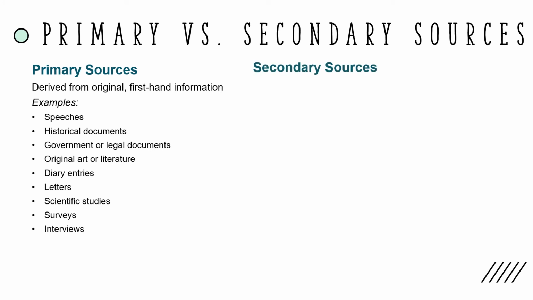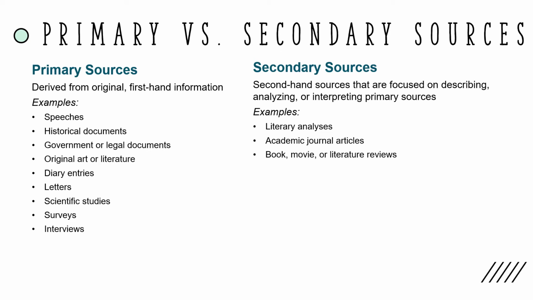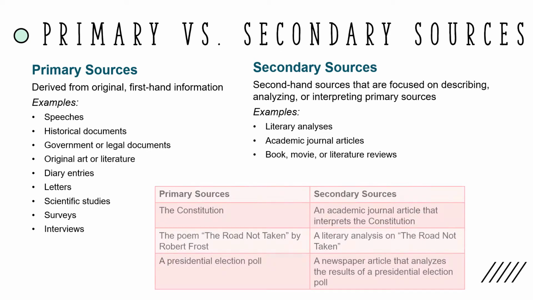Secondary sources, on the other hand, are second-hand sources that are focused on describing, analyzing, or interpreting primary sources. Some examples are literary analyses, academic journal articles, and book, movie, or literature reviews. Here are a few other examples.